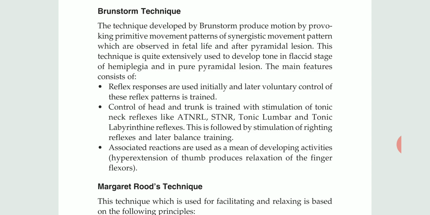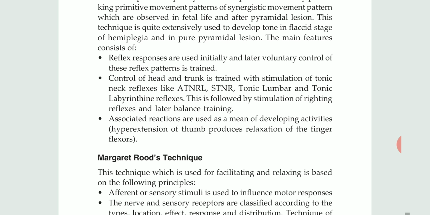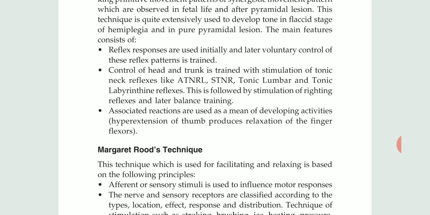The main features are that reflex responses are used initially, and later voluntary control of these reflex patterns is trained. Control of head and trunk is trained with stimulation of tonic neck reflexes like ATNR, STNR, tonic lumbar and tonic labyrinthine reflexes. This is followed by stimulation of righting reflexes and later balance training. Associated reactions are used as a means of developing activities. Hyperextension of the thumb produces relaxation of finger flexors.